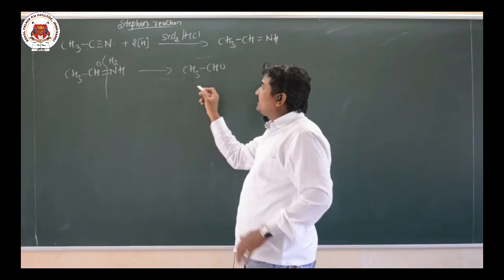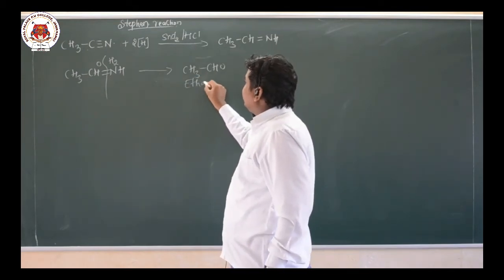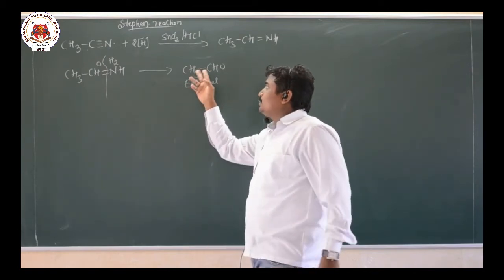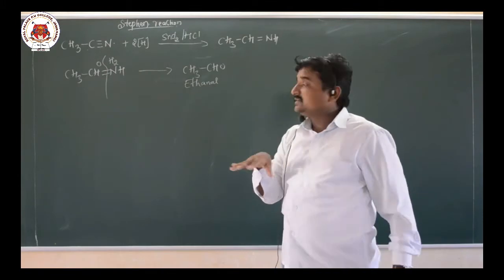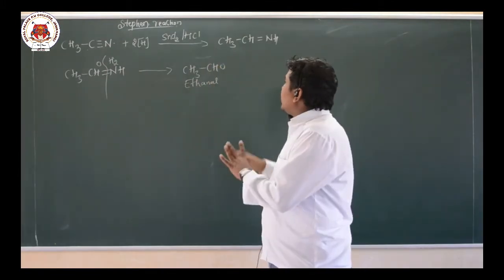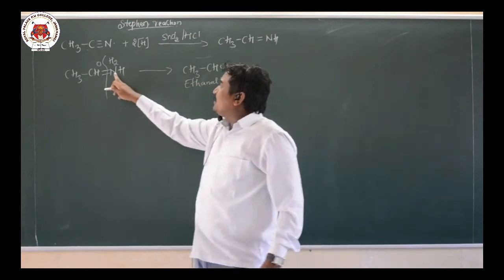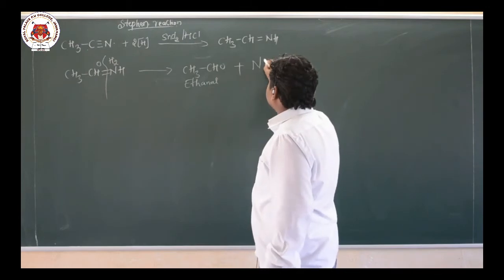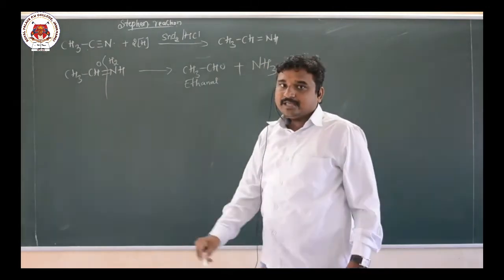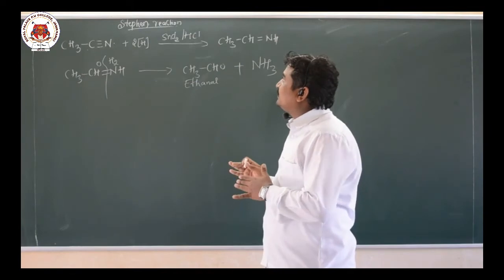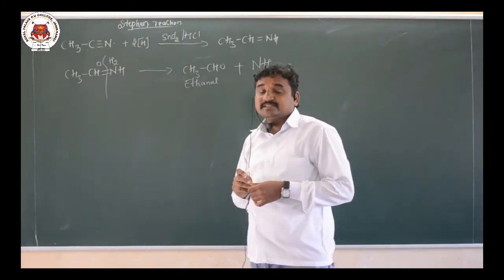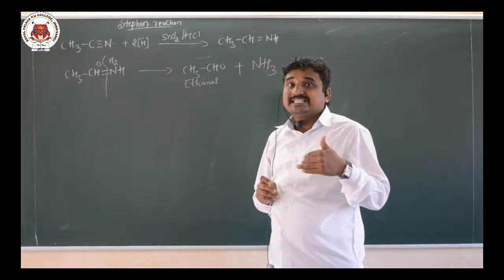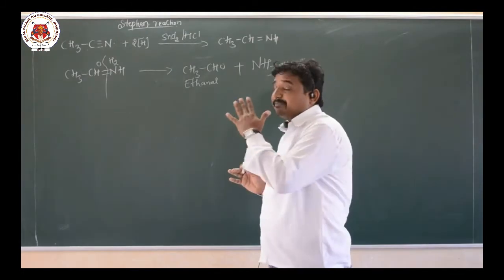The name of the product is ethanal, because we have an aldehyde group and, due to the presence of two carbon atoms, we use the word root eth. Hence the name of the product is ethanal. The remaining NH and two hydrogen atoms are liberated as NH3, ammonia. This is an example of the reduction of nitriles, cyanohydrocarbons, to aldehyde in the presence of stannous chloride in HCl. This reaction is called the Stephen reaction.